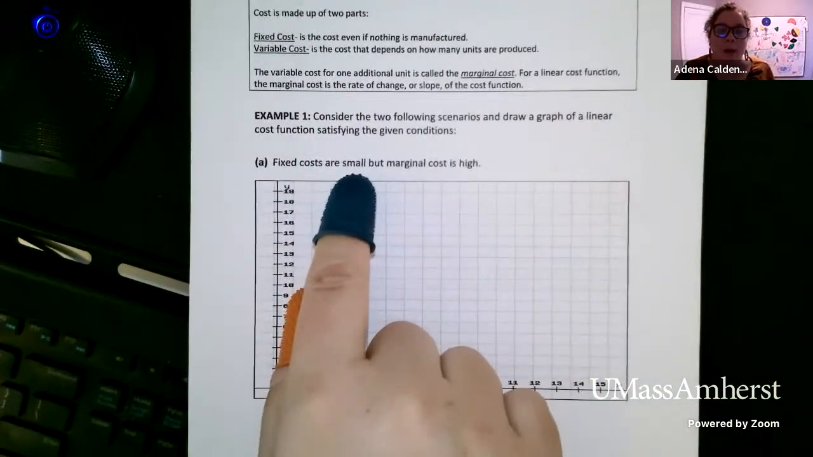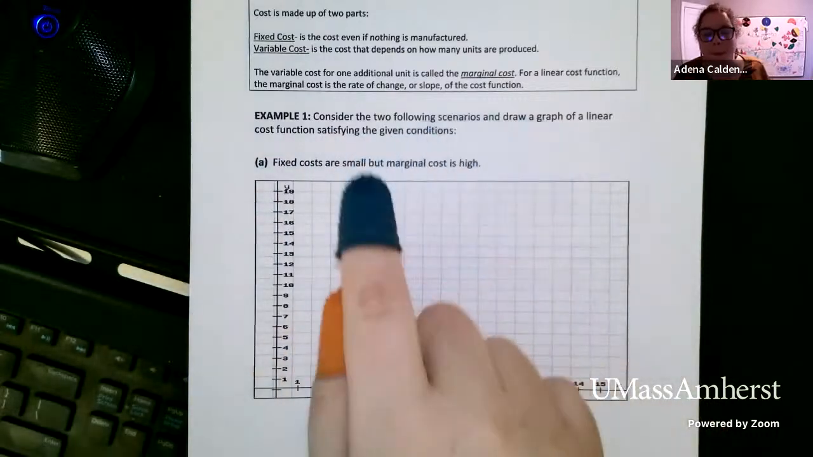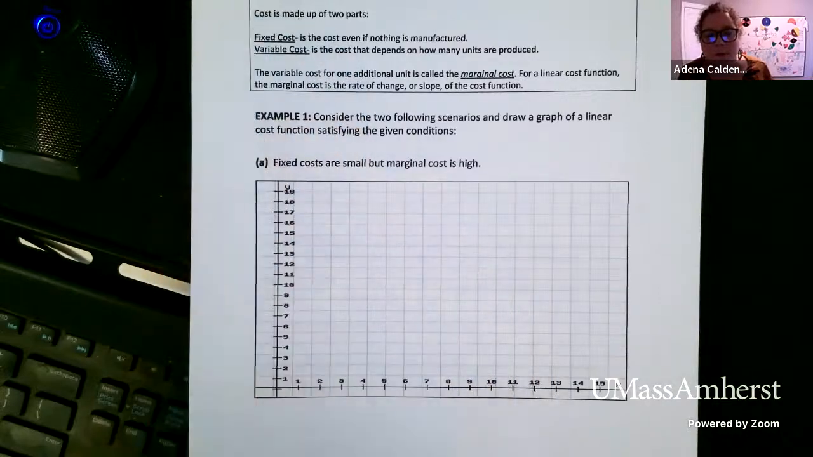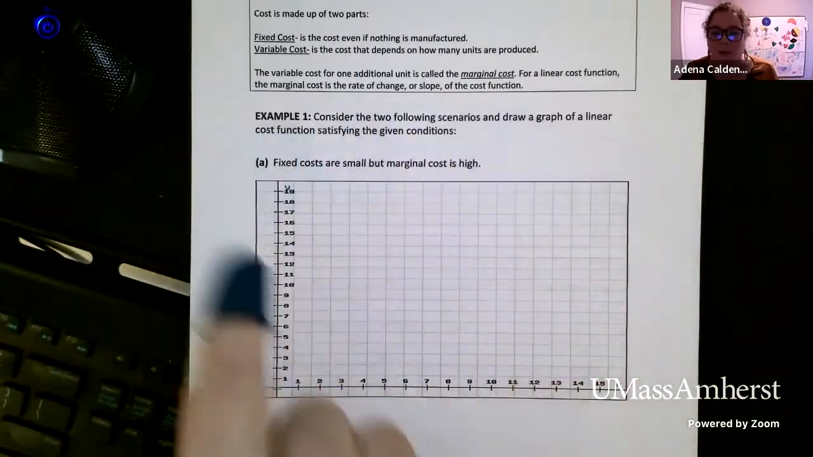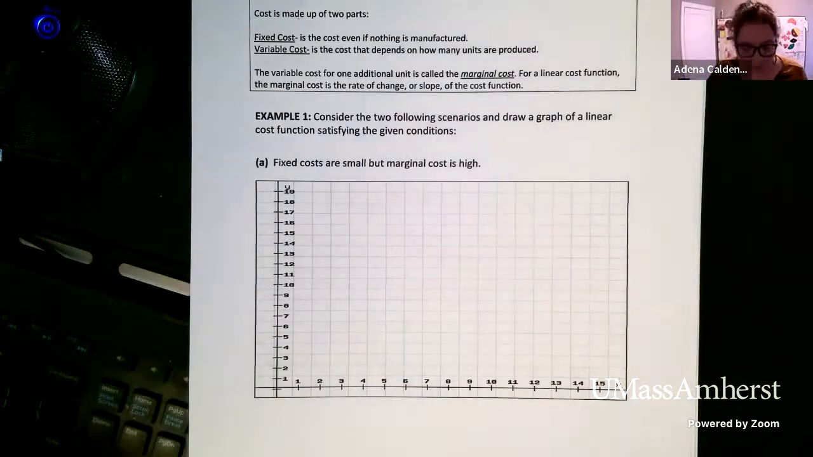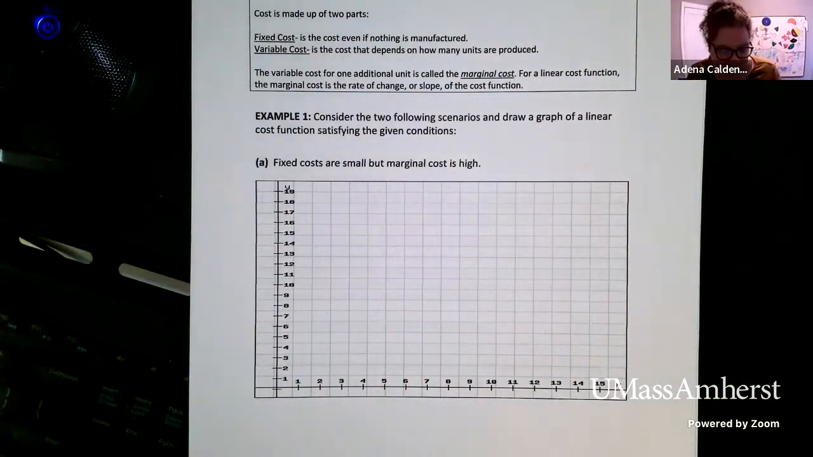Fixed costs are small. Which part of the linear equation is fixed cost? Marginal cost is high. Which part is the marginal or variable cost? And then just draw a line that would satisfy those two conditions. So quickly sketch something up. I'm going to give you about 30 seconds to try to guess what this is going to look like.